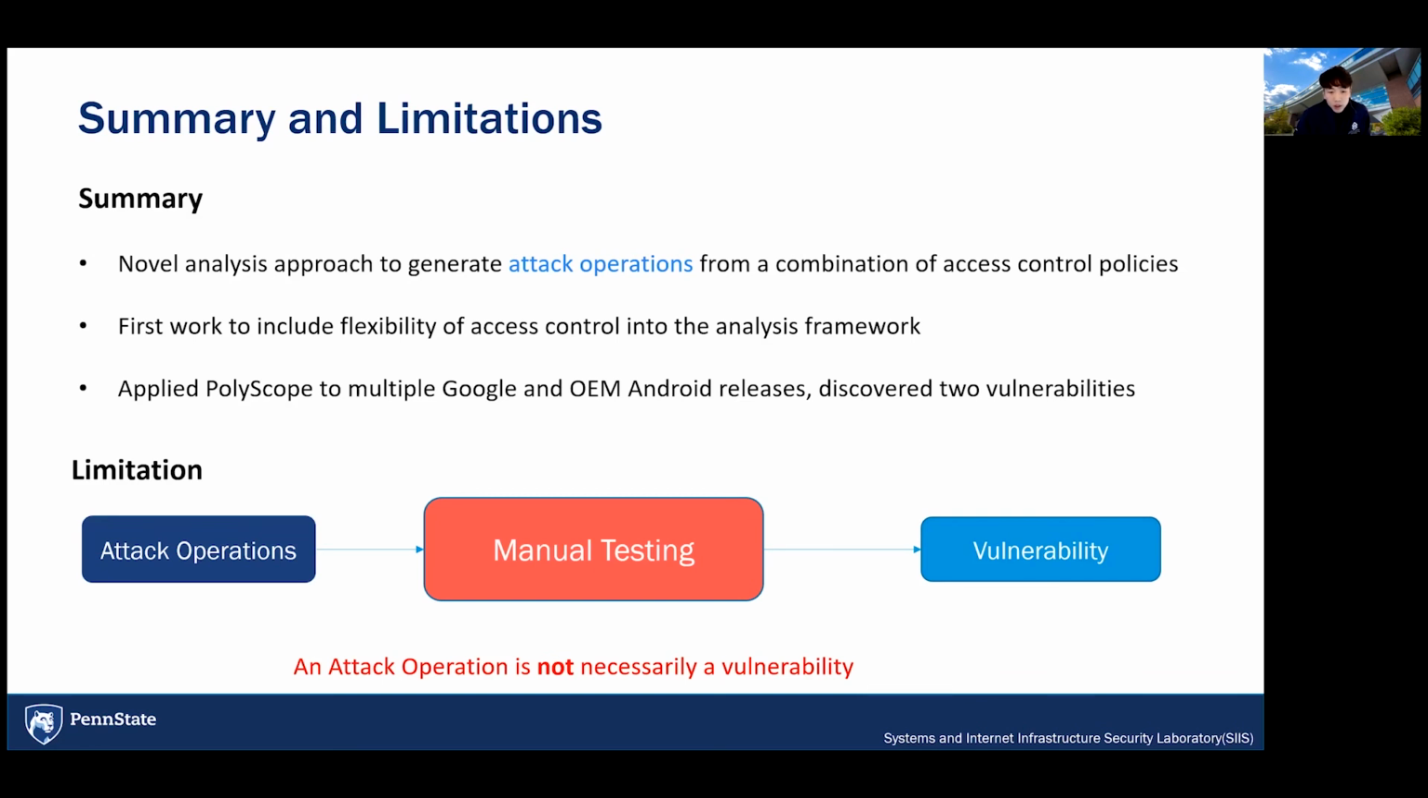So our biggest limitation at this point is that an attack operation is not necessarily a vulnerability. We need to confirm that the victim does use the risky object through manual testing to confirm a vulnerability. So in the near future, we hope to automate this process and finally be able to detect vulnerabilities automatically.